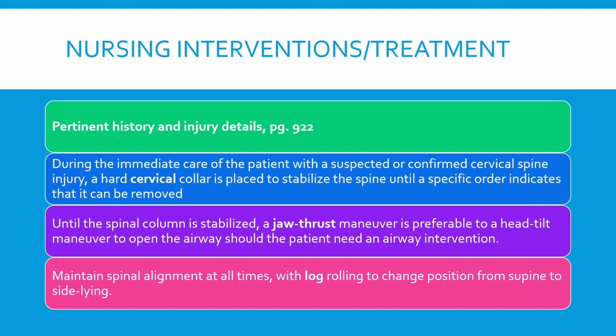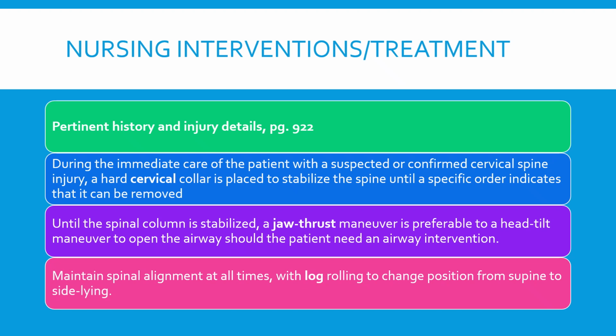Nursing interventions and treatment. You first want to obtain a pertinent history and injury details. These are listed on page 922. History includes how the accident occurred and the probable mechanism of injury, like location and position of patient immediately after the injury, symptoms that occurred immediately with the injury, and then changes that occurred subsequently. What type of immobilization devices were used, and were there any problems that occurred during stabilization and transportation?